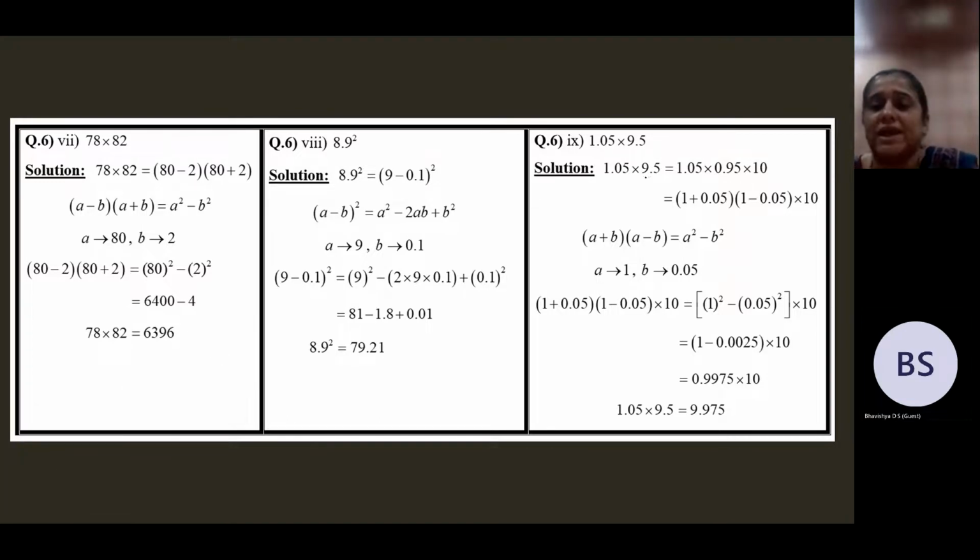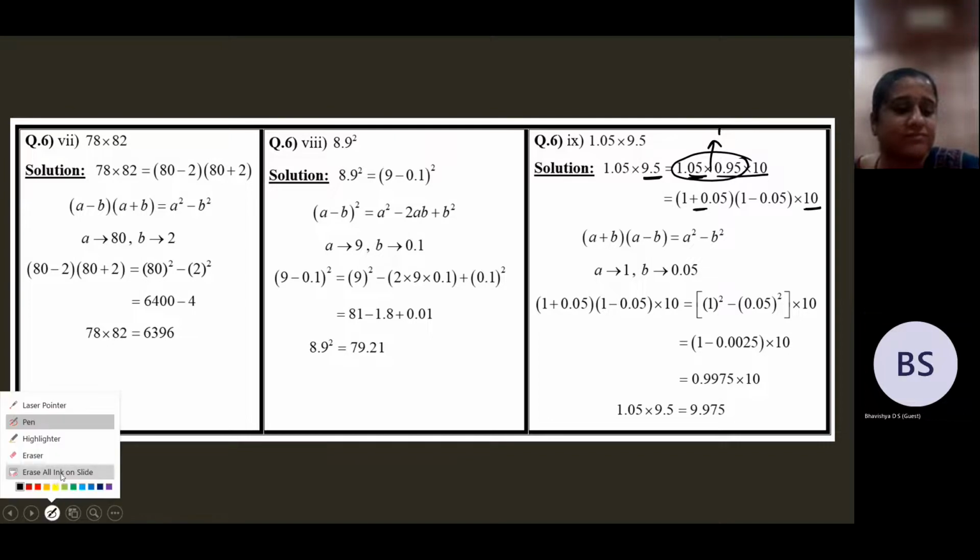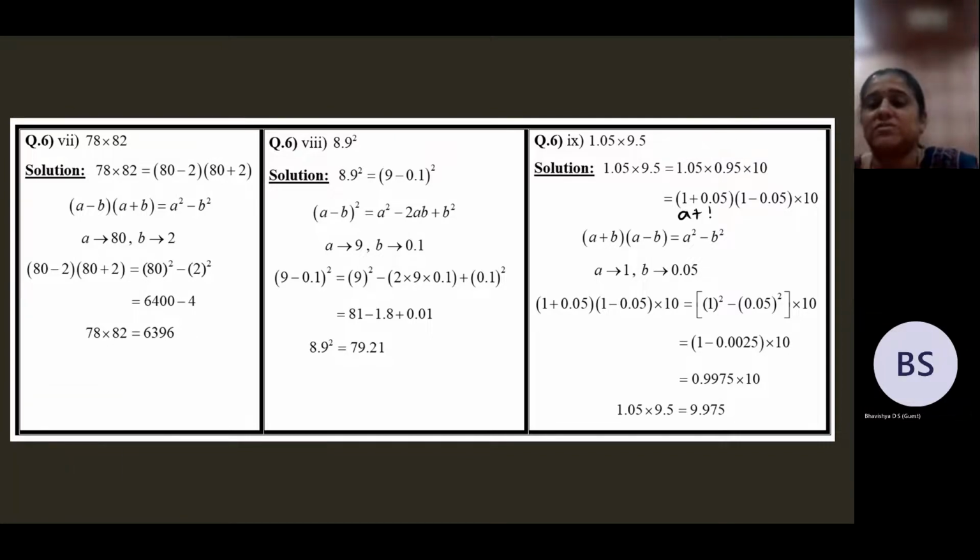Okay, so write 9.5 as 0.95 into 10. Keep the 10 aside. Take up these two numbers. Between these two numbers, we have 1. So 1.05 is nothing but 1 plus 0.05, and 0.95 is nothing but 1 minus 0.05, into 10 as it is. Now, this is of the form a plus b into a minus b, which is a square minus b square, where a is 1 and b is 0.05.